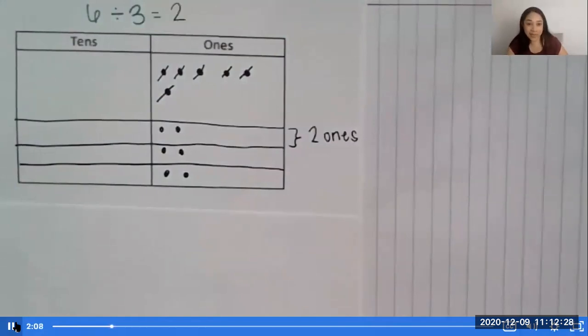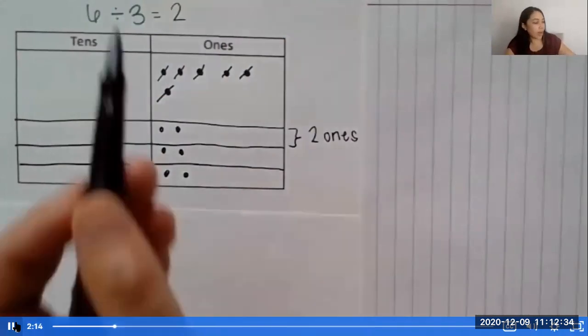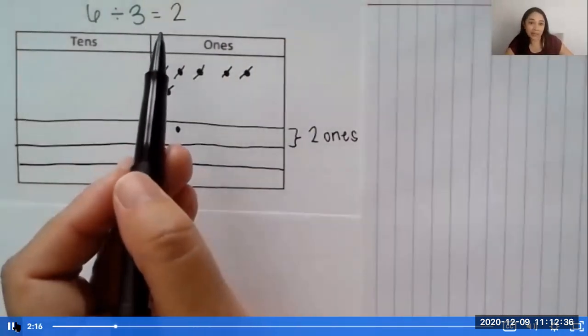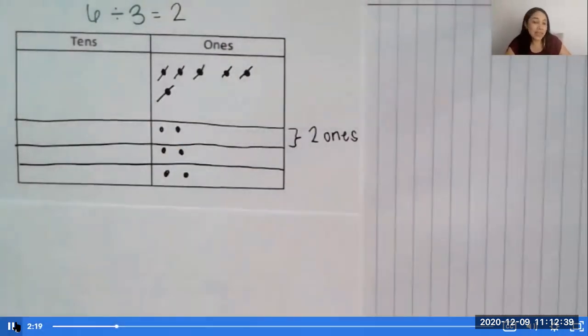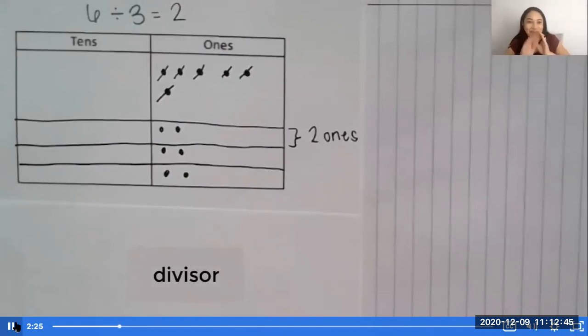Earlier, we referred to the number 6 as the whole, the total. It's what we were dividing. We also referred to the number 3 as a number in which we are dividing by. In mathematics, this number that you're dividing by is called the divisor. Whisper that word with me now. Divisor. Let's record the whole and the divisor in a new way.